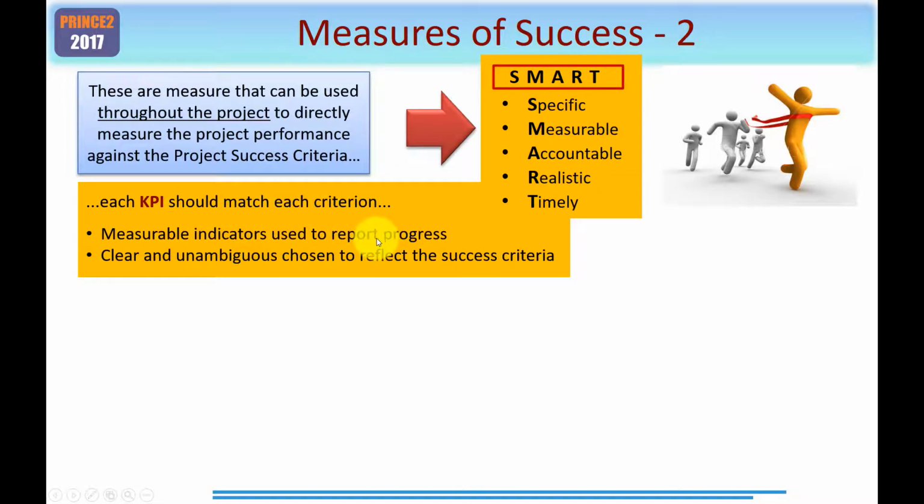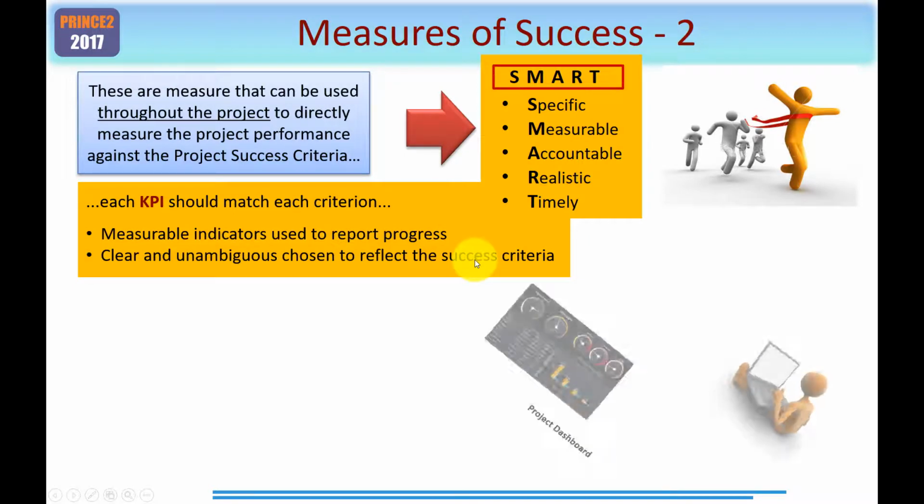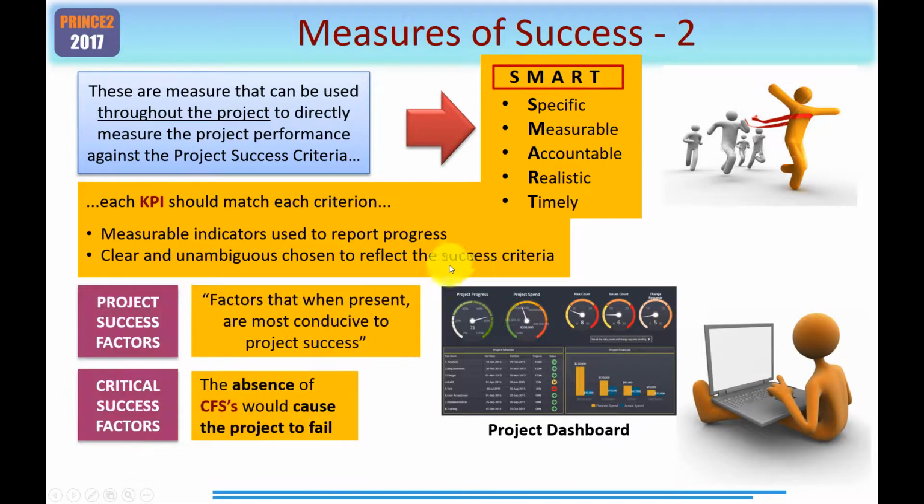And as you now know, they are measurable indicators used to report progress, and if you've done it the SMART way, they are clear and unambiguous because they are chosen to reflect the true success criteria. And like I say, these days there are plenty of tools out there. If you check, there's project dashboards that can take all the information you need and present it as an easy to scan visual aid. And to remind you, project success factors are those that when present are most conducive to project success, and critical success factors are those that if they weren't there would cause the project to fail.